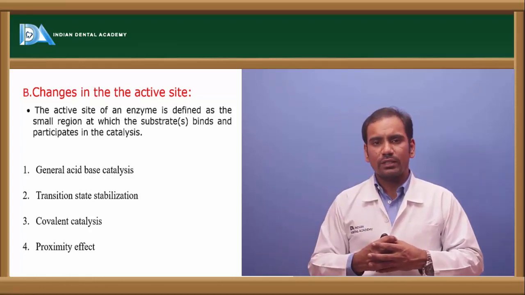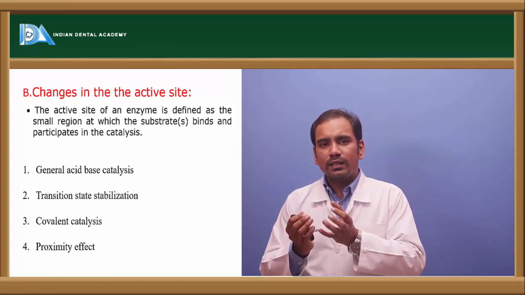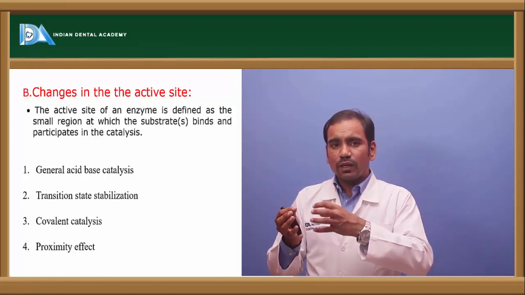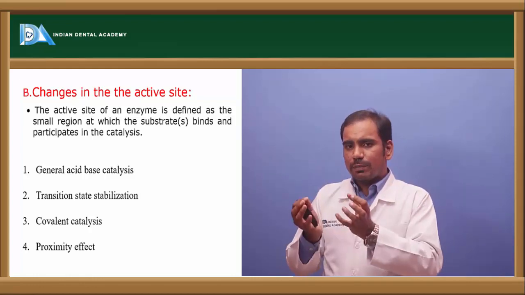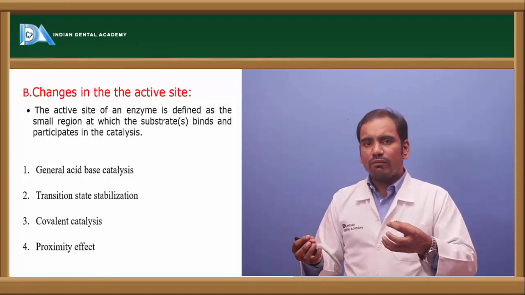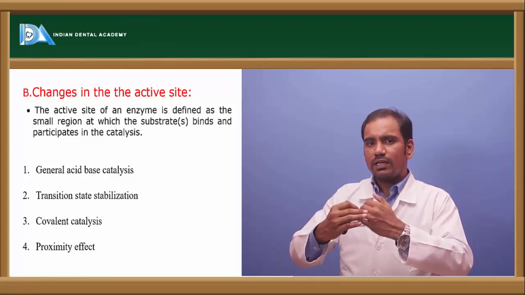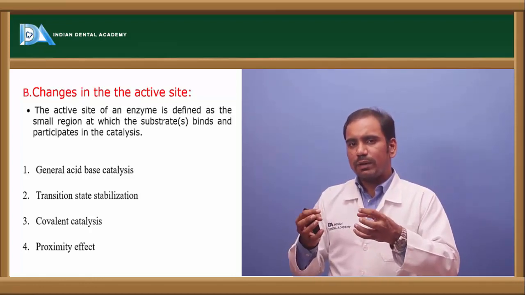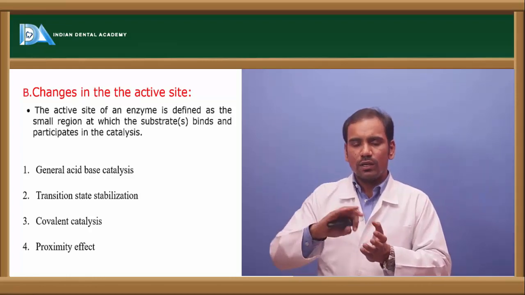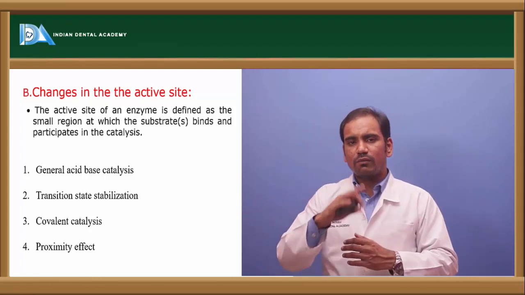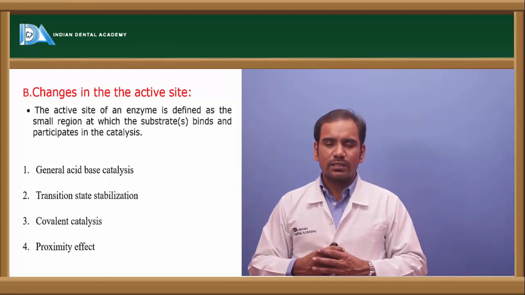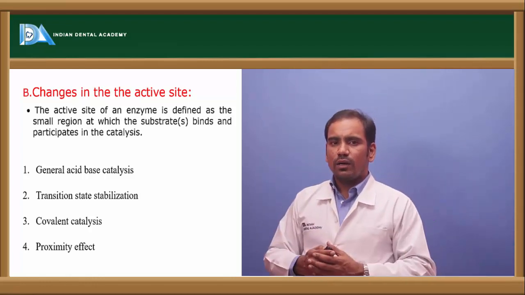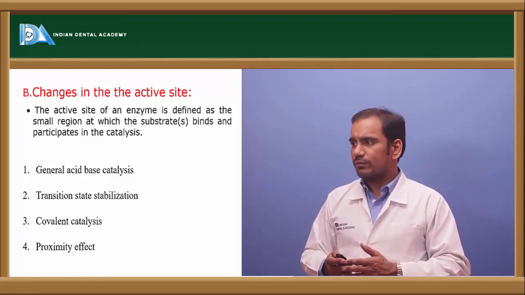Coming to the proximity effect, here the active site of the enzyme provides some space for the interaction of the substrates. Whenever it creates a space for the interaction between the substrates, the interaction is increased, and that is nothing but the rate of reaction being increased. It favors the condition by increasing the interaction between the substrates so that they can be converted into products. So these are the four chemical changes that occur at the active site of the enzyme, leading to the conversion of substrates into products.